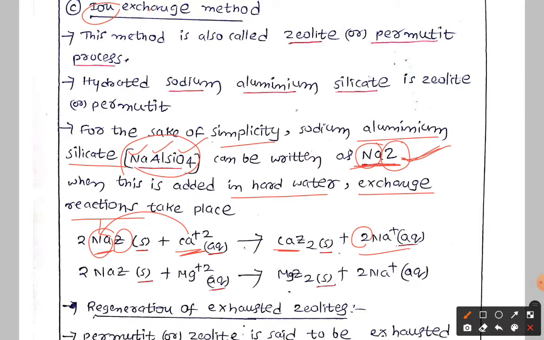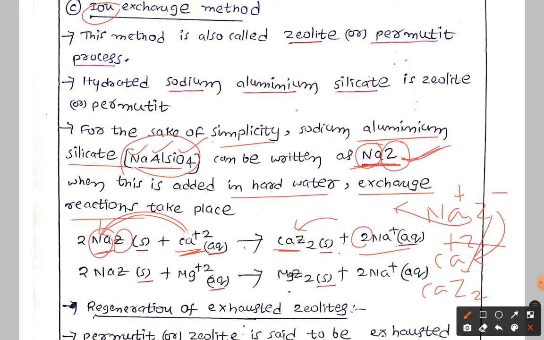Here we have Na plus and Z minus. Now calcium has a charge of plus 2, so what happens? The sodium goes out and the calcium reacts with the zeolite. As you know, by the crisscross method, you get the formula CaZ2. So here, in the ion exchange, the calcium ion replaces the sodium ions. Similarly, the magnesium ion replaces the sodium ions in the zeolite, so you get MgZ2 along with the two sodium ions that came out. Simply, you replace the sodium ions from the zeolite.